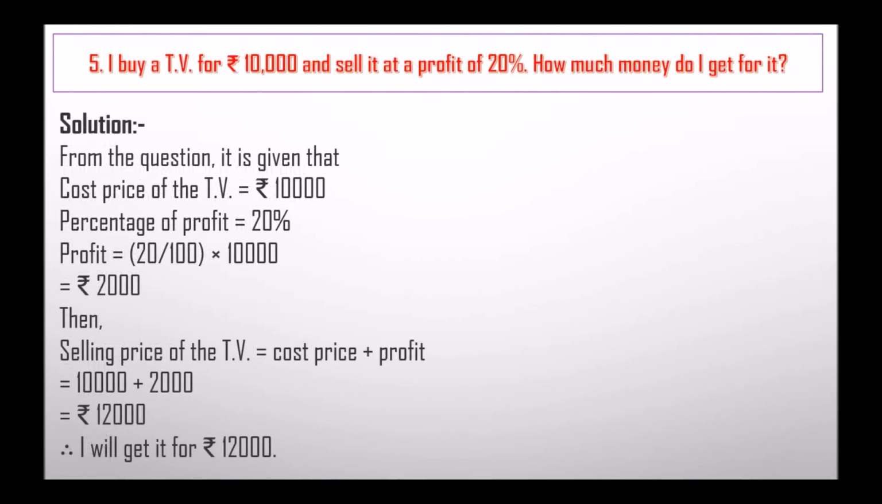Fifth question, I buy a TV for rupees 10,000 and sell it for a profit of 20%. How much money do I get for it? The cost price of the TV is 10,000. Percentage of profit is 20%. So profit equals 20 upon 100 into 10,000, that is 2,000. Selling price of the TV equals cost price plus profit. So 10,000 plus 2,000, that is 12,000. So I will get it for rupees 12,000.